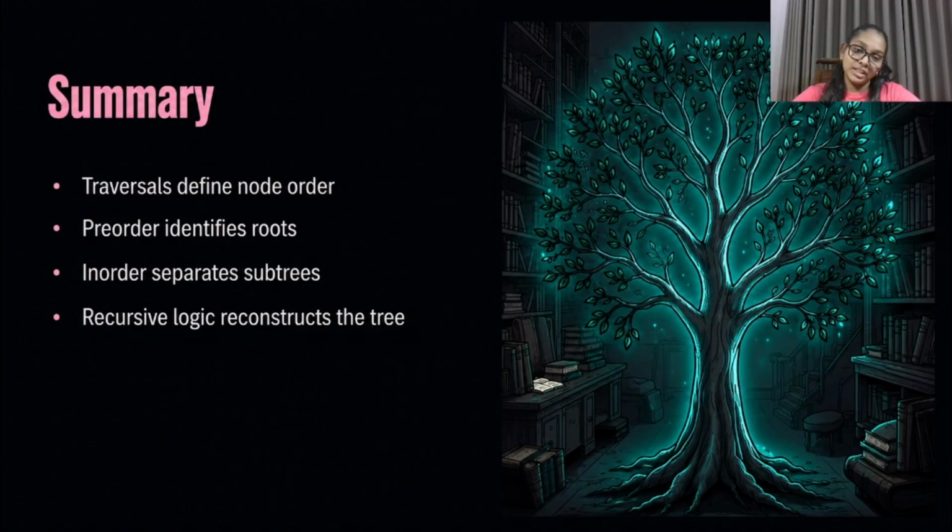Alright, so let's quickly recap what we learned today. Preorder traversal helps us identify the root nodes. Inorder traversal helps us separate the left and right subtrees. And by repeatedly applying the same logic recursively, we can construct the entire binary tree. Once you understand this visually, the recursion becomes much easier to understand. And honestly, this is one of the most important tree concepts in DSA interviews and coding problems.